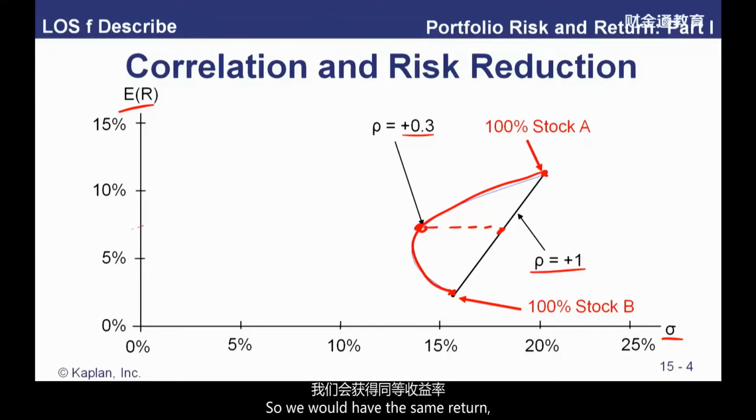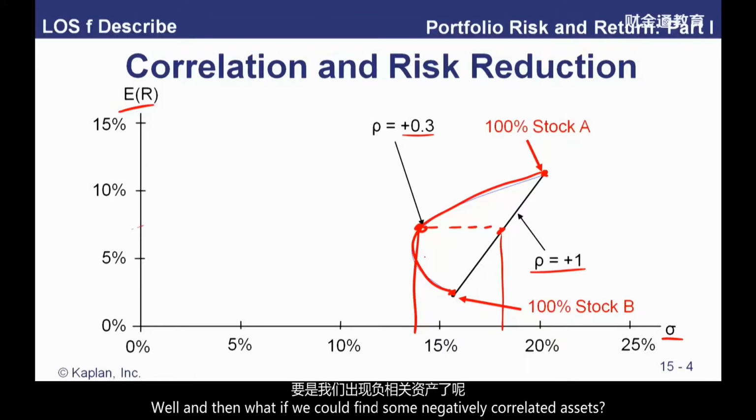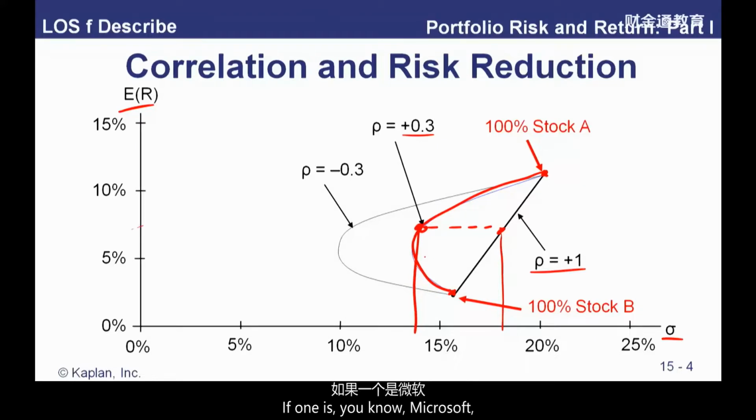So if we wanted to combine portfolios, 50% A, 50% B, and they were positively but imperfectly correlated, correlation coefficient of 0.3, well, then what we would see is we'd be right over here, right? So we would have the same return. The lower correlation doesn't impact return, but what's happened to risk? We were up here, and now we're down here. So as the correlation falls from +1 to 0.3, from perfect to positive but imperfect, we start to see this bow. And then what if we could find some negatively correlated assets, right? So if one is Microsoft and the other is a gold mining company or something that's counter-cyclical. So anyway, if we had minus 0.3, well, the bow would get even bigger, right? And we'd say, okay, now if we combine them, we're going to be over here. Same return but lower risk.